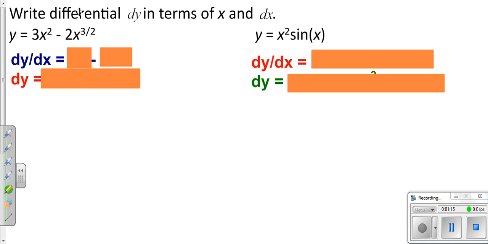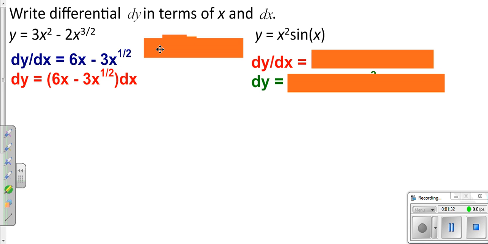So here we're looking for our differential. Well, basically, you've got to do your derivative: put your exponent in front, decrease your exponent by 1, put your exponent in front, decrease your exponent by 1, and then you just multiply both sides by dx. There we go! That's your differential.